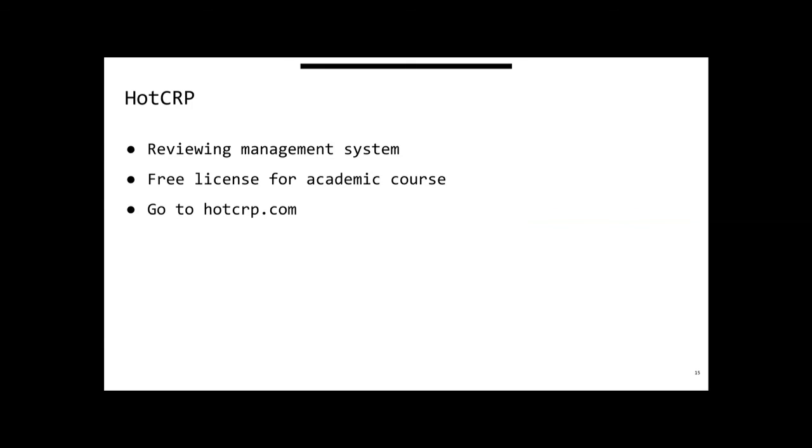Now, before I finish, I just want to say that there is a reviewing management system that we use called HotCRP. It has a free license for academic courses. So if you want to collect reviews and assign reviews, students can go and say, I like this paper, I don't like to review this paper, and then this system can automatically assign the papers to the students for review. If you want to try something like that, I make use of this extensively during the course. And that's my presentation.